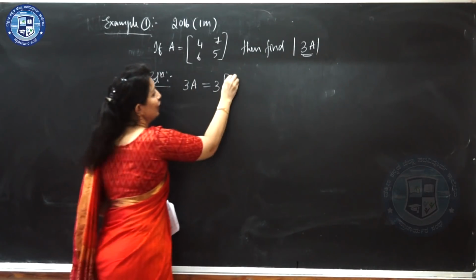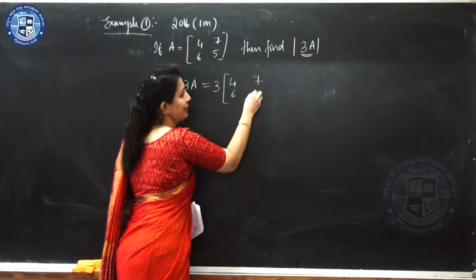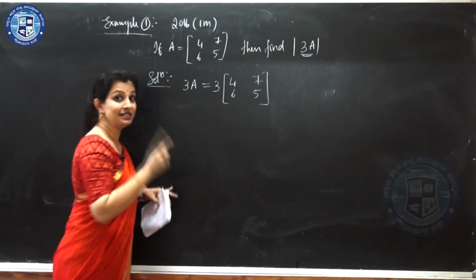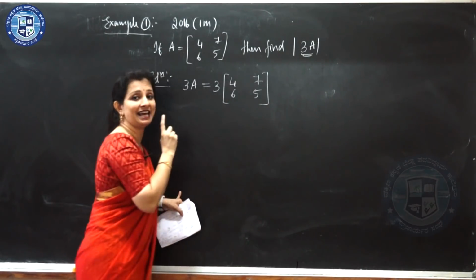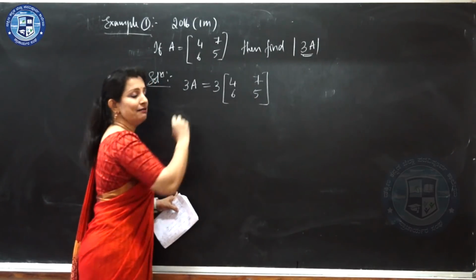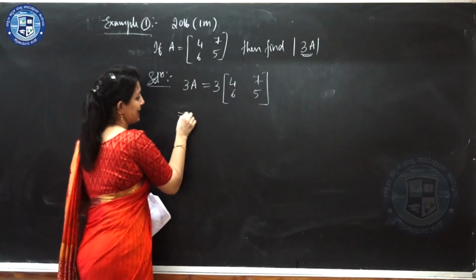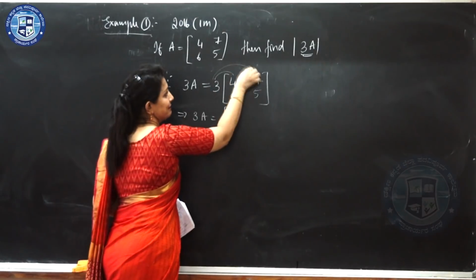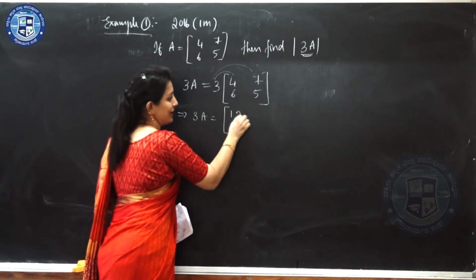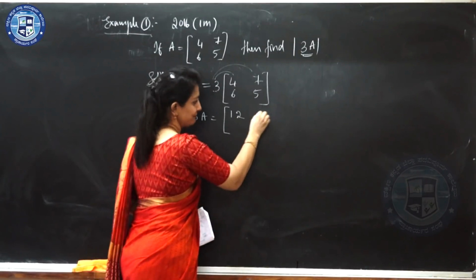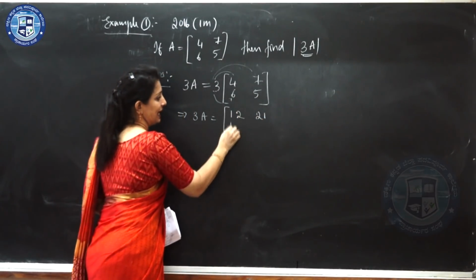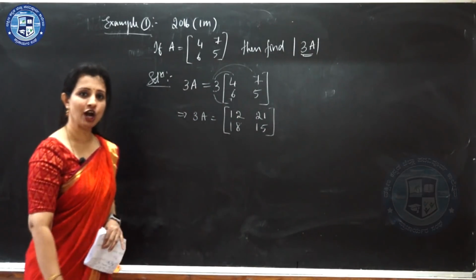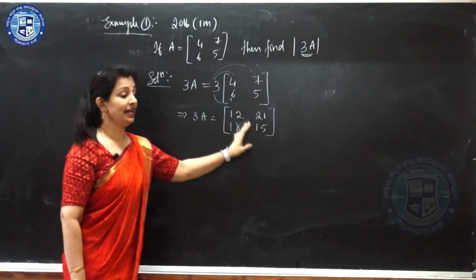Matrix A is known, 4, 7, 6, 5. So, 3 is multiplied to each element here. That is the multiplication of a matrix with the scalar, isn't it? So, the matrix is multiplied by a scalar 3. That implies 3A equals, it is a matrix, 3 is multiplied to each element. 3 into 4, 12. 3 into 7, 21, isn't it? 3 into 6, 18. 3 into 5, 15. We got the matrix 3A. It is a square matrix.